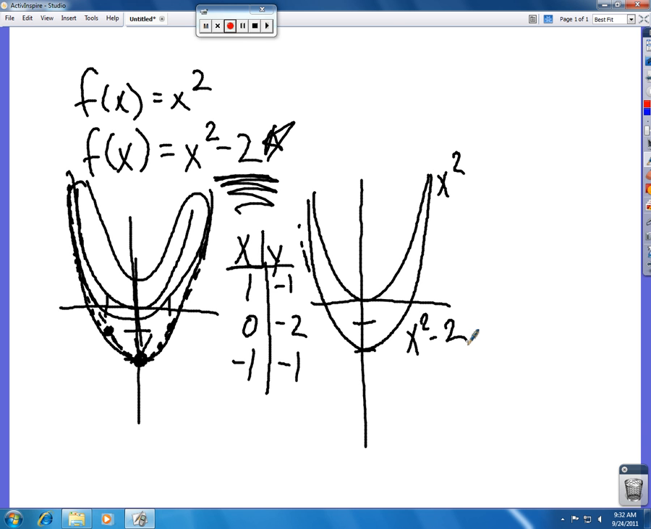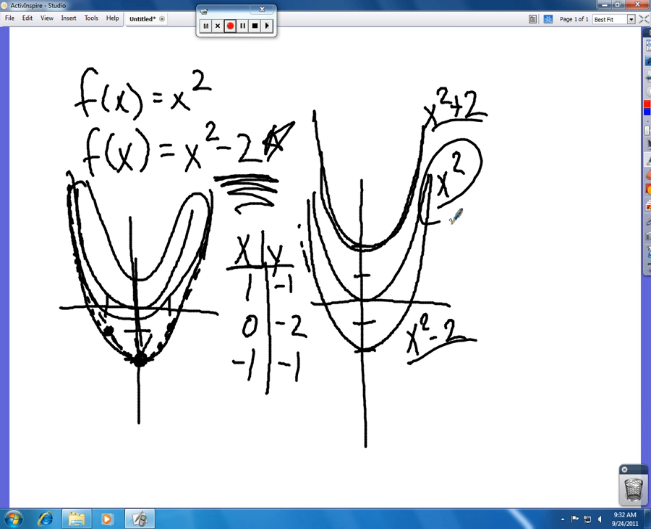Now what if we wanted to look at the one we previously had done? It would end up looking something like this. And this one is x squared plus 2. So you can see when it's subtracting some constant, you're going to move down. When you're adding it, you're going to move up from the original graph.